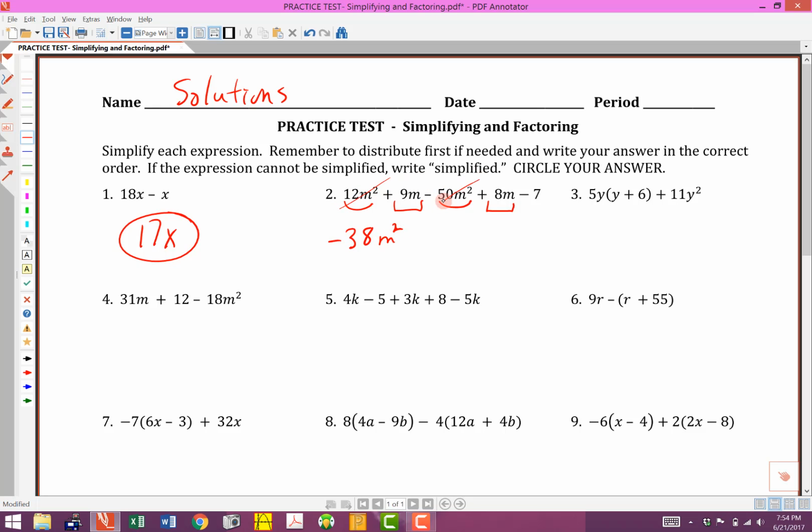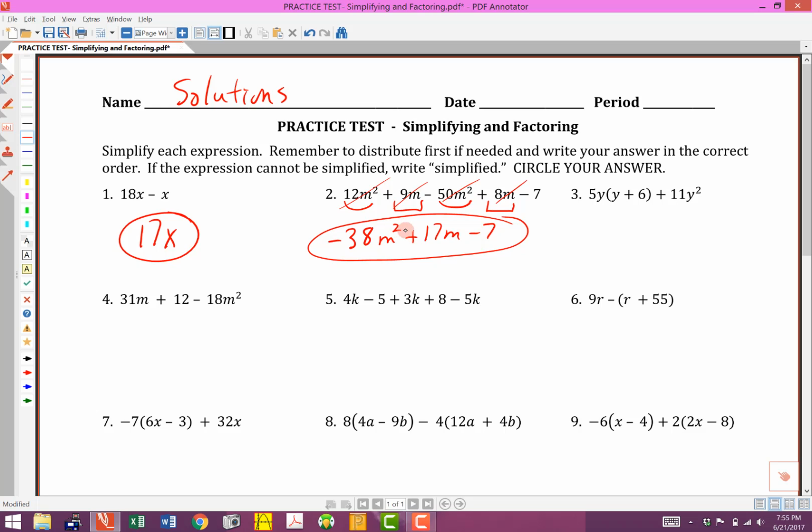Done with those. I'm going to go ahead and cross those off. Good idea, especially when we've got a bunch of terms here to deal with. And then 9m plus 8m, that's going to be 17m. Go ahead and cross these guys off. And then the only thing left is that constant. We're going to write that at the end. Circle the answer. We've made sure that it's in the right order. We're all set to go there.